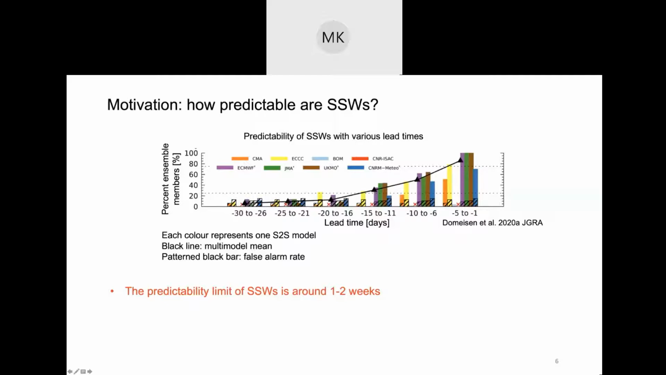You can see with lead times of 1 week to 2 weeks, more than 50% of the members can capture the event. While with lead times longer than 2 weeks, less than 40% of the members can predict the SSWs. This figure suggests that the predictability limit of SSWs is around 1 to 2 weeks.